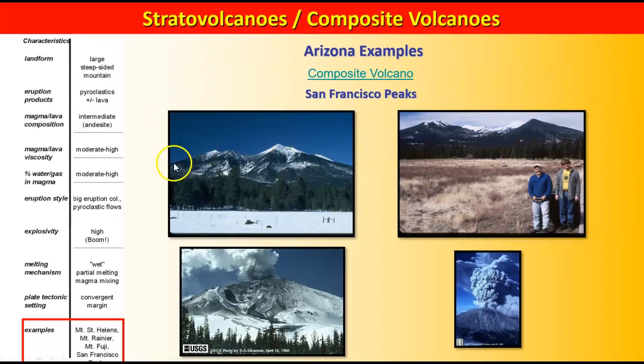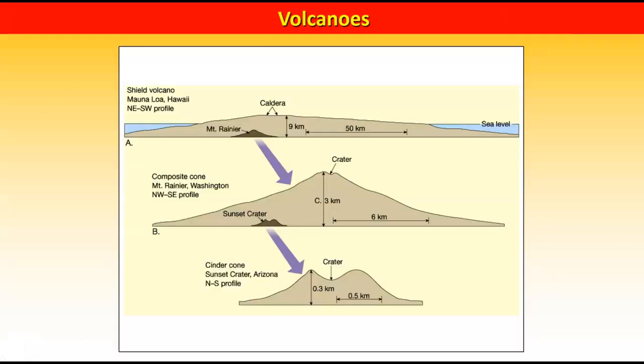And in theory, the argument is that the peaks, if you see this picture here, probably extended up to a more pointed peak, but this material was blown out, kind of like Mount St. Helens, a very violent eruption. It's no longer active and all that kind of stuff. Okay, so there's an example in Arizona.